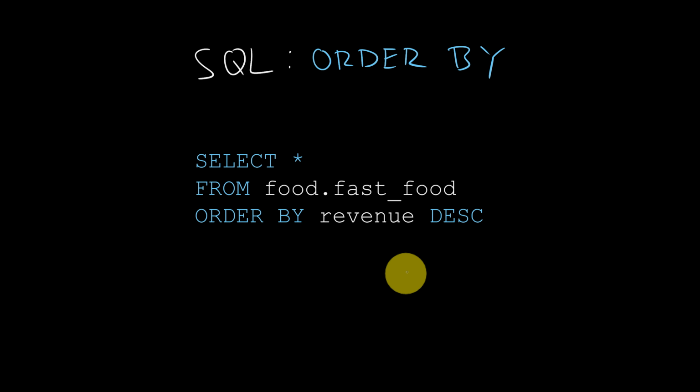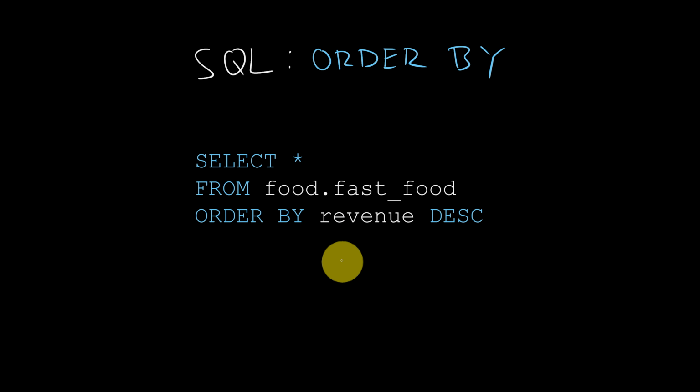For example, in here, we have a query that says select star from food.fastfood, order by revenue, descending. DESC is short for descending. So here, I'm ordering all the fast food restaurants by their revenue, how much money they make. That already allows me to know which fast food chain earns the most, and that is insight. Like if you had a question saying, which fast food restaurant earns the most money? Well, you can do that by ordering it, right?